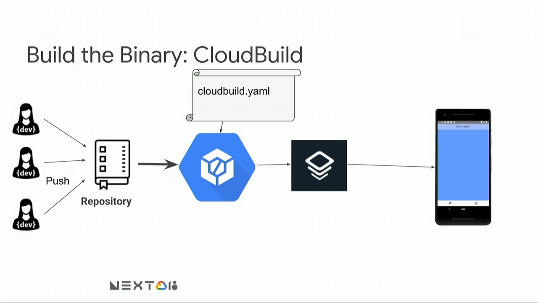And in this case, we're going to push source code, and the steps are going to be described in the Cloud Build YAML. And the result of our Cloud Build is going to be a distribution through Fabric or Crashlytics Beta, which is going to end up emailing our users about the new application.